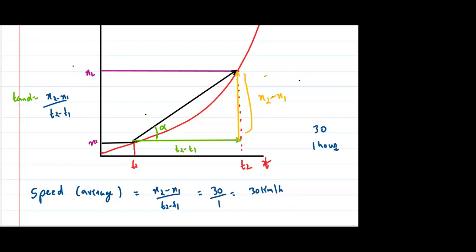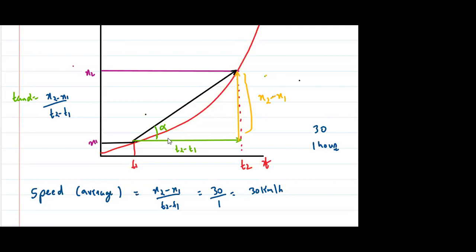But do you think that you have moved throughout the journey with a speed of 30 kilometers per hour? No, right? Sometimes you would have stopped at the junction because of traffic. Sometimes when the road was empty, you would have increased the speed like 40, 50, 60, 70, right or not? Yes, sir.